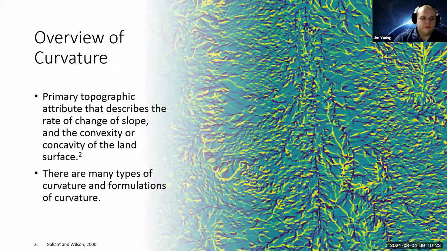So an overview of curvature. Curvature is a primary topographic attribute that describes the rate of change of slope and the convexity and concavity of the land surface. And there are many types of curvature and formulations of each of those curvatures as well.